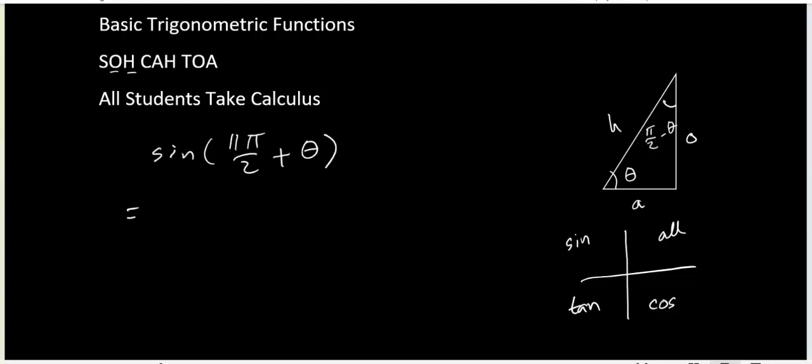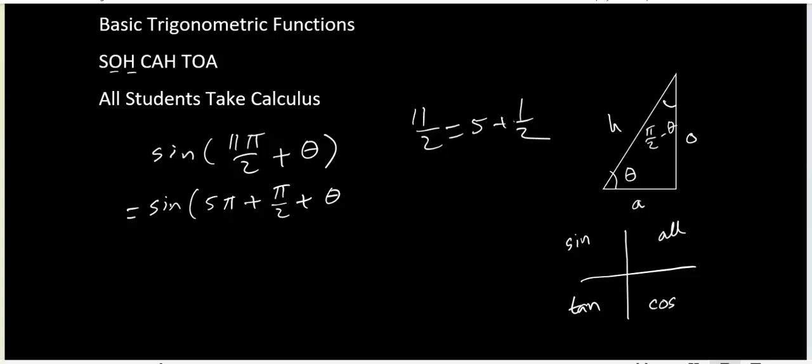All right. So let me take another function, which is sine of 11 pi by 2 plus theta. We want to see what it is. So 11 over 2 can be written as 5 plus 1/2. Is that right? So then I can say sine of 5 pi plus pi over 2 plus theta.